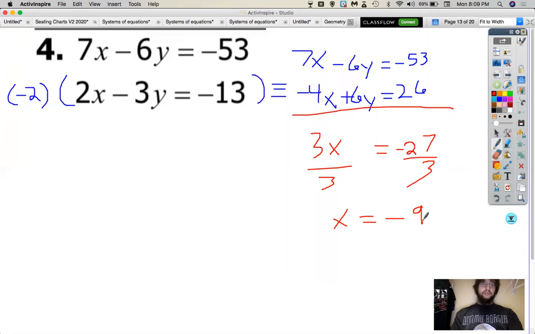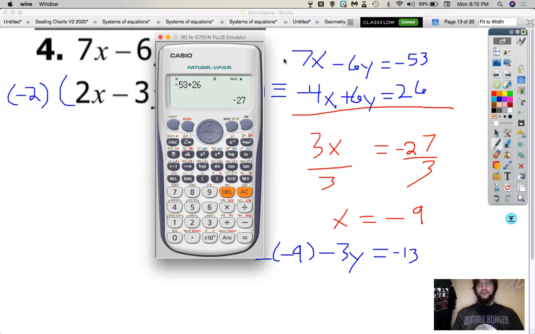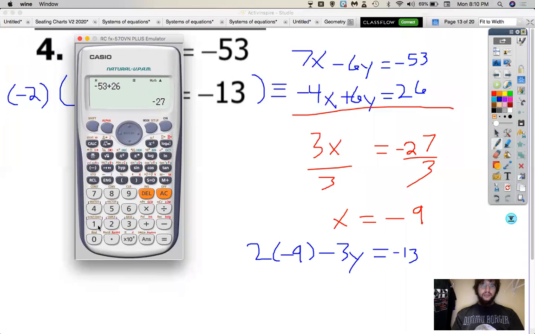Half done. Now, eeny, meeny, miny, mo, shove it up in here somewhere. Doesn't matter where. Neither one looks easier. That one's got smaller numbers. Let me use it. 2 times negative 9 minus 3y equals negative 13. Now from here, if you're lazy and you don't feel like solving it by hand, perfectly fine. Take your calculator, punch the buttons, be done with it. Does not matter to me. Setup and solution, that's what I need to see.